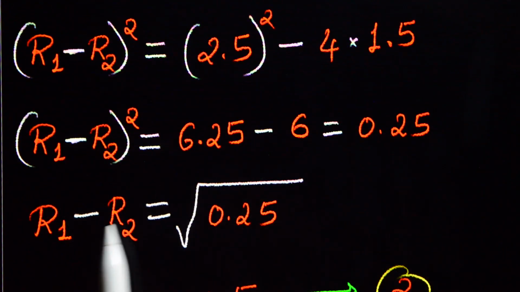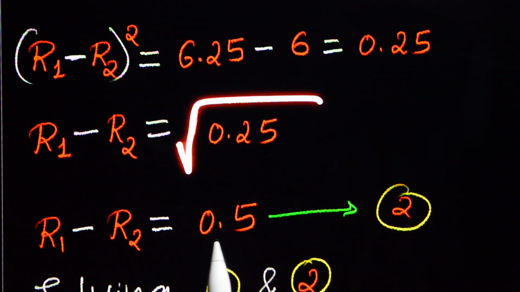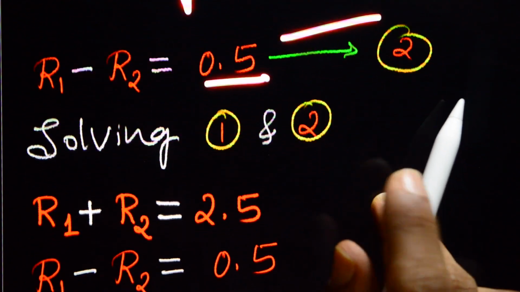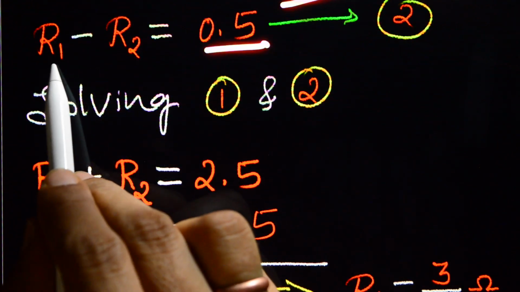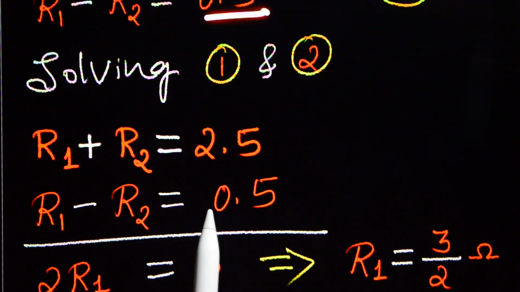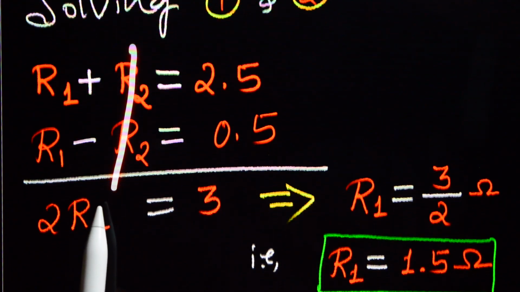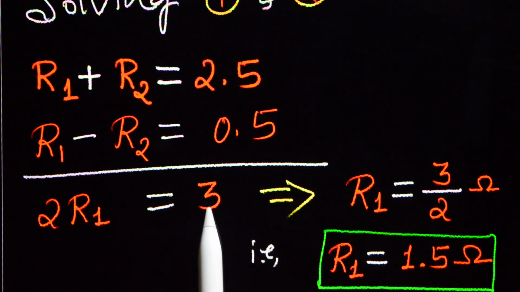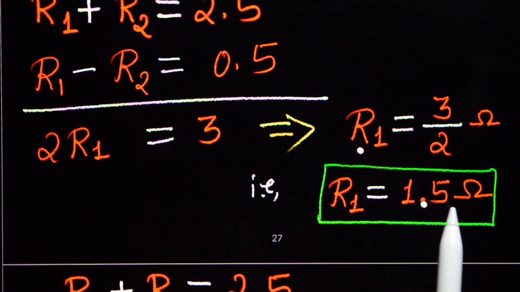Now taking square root on both sides, R1 minus R2 is equal to the square root of 0.25. Now R1 minus R2 is equal to 0.5. That is our second equation. The first equation says R1 plus R2 is equal to 2.5. The second equation says R1 minus R2 is equal to 0.5. Now let's solve these two. R2 and minus R2 cancel. Now 2R1 is equal to 3 because 2.5 plus 0.5 is equal to 3. Here R1 is equal to 3 by 2 ohm, or R1 is equal to 1.5 ohm.